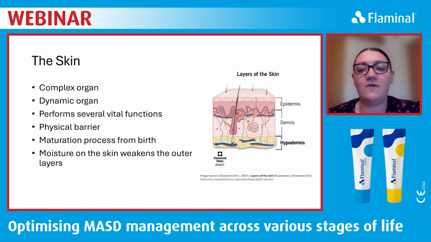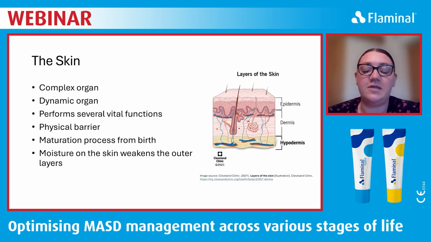So to give a bit of background around the skin, the skin is a complex and dynamic organ that performs several vital functions. It forms that physical barrier between the organisms and the environment. So it provides UV protection, it also prevents invasions from those pathogens, and it regulates our body temperature and sensory perception as well. The maturation process of the skin starts at birth when the adaptation of the skin comes into contact with that dry environment.